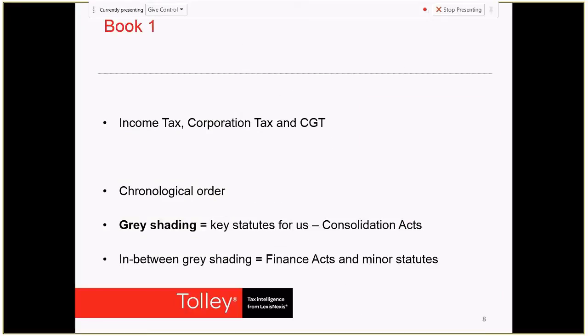So, as I've said, book 1, which for Tolley's is 1, 2, 3, this is where you're going to have your income tax, your corporation tax and CGT. It's in chronological order. Now, where you have the grey shading down the side, these are the big acts, the consolidated acts. Where it's not got grey shading, it's just single little finance acts that you probably won't ever look up. The only time you might be looking up single finance acts is when you get to penalties. But then again, you might not, because there's somewhere that's better than there that we'll talk about later for penalties.